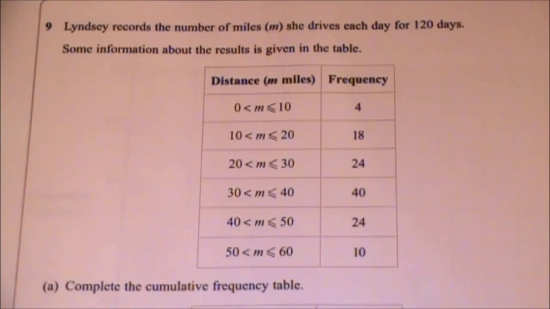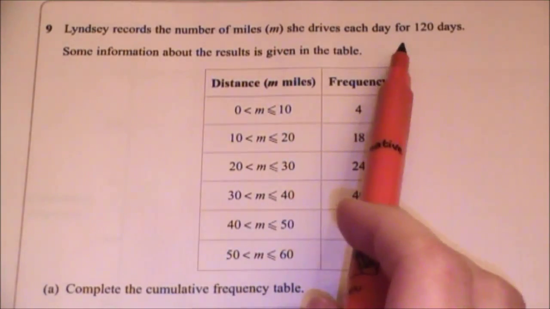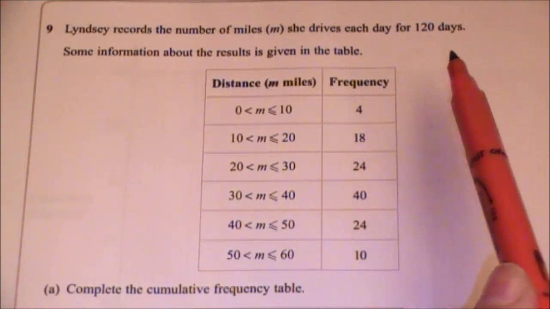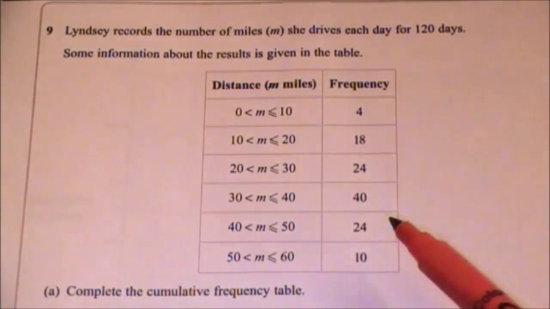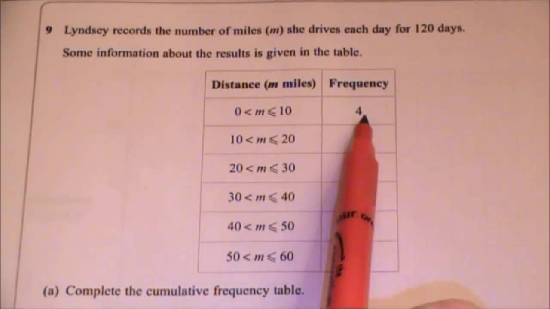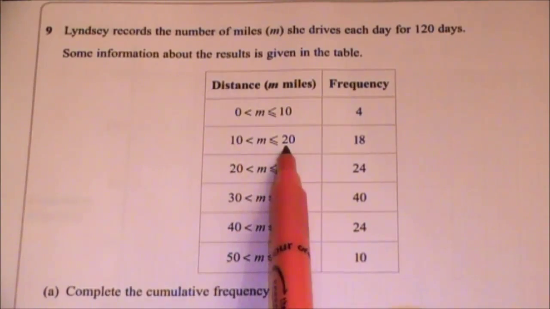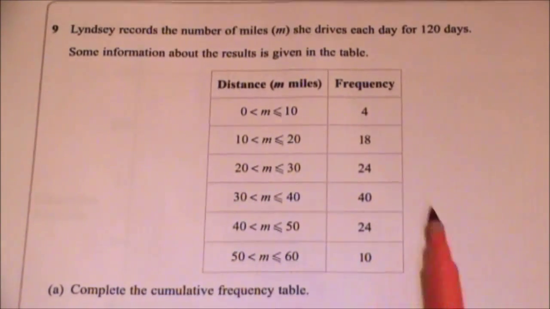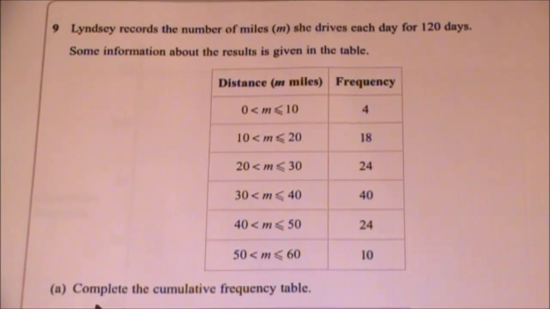Question 9 is a cumulative frequency question. Lindsay records the number of miles she drives each day for 120 days. Some information is given in the table below. So 0 to 10 miles for 4 days, between 10 and 20 miles, 18 days, and so on. Complete the cumulative frequency table.